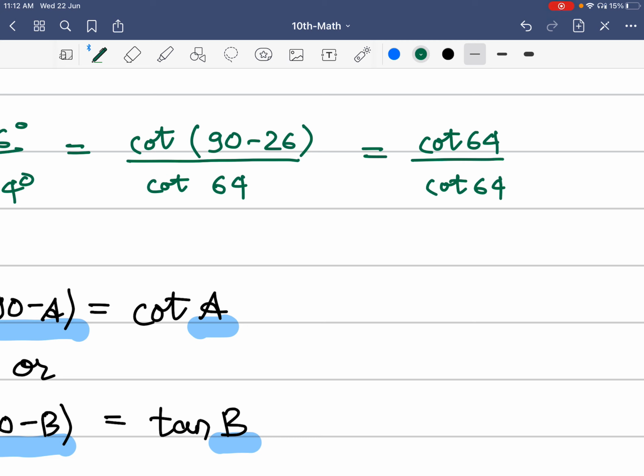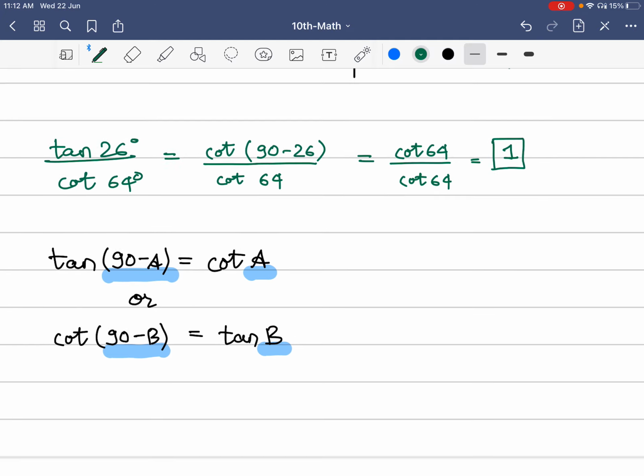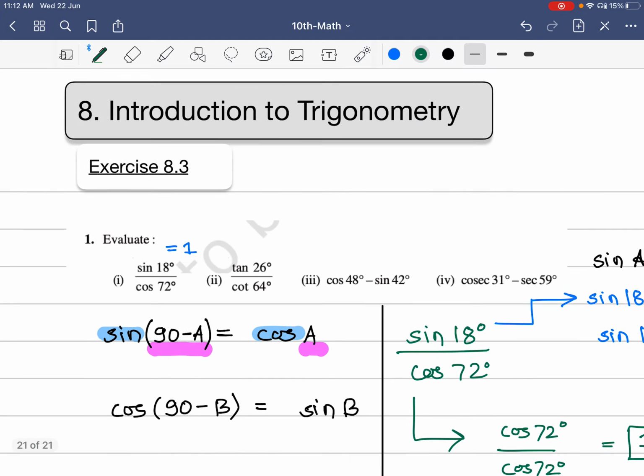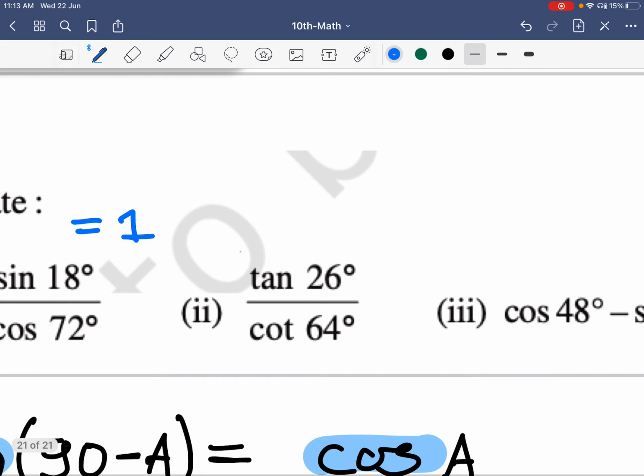The exact value doesn't matter. It will be 0 point something, we don't care. Since the numerator and denominator are the same, that is going to be equal to 1. So once again, for expression number 2, we have got 1 as our answer. Let's say this also is equal to 1.